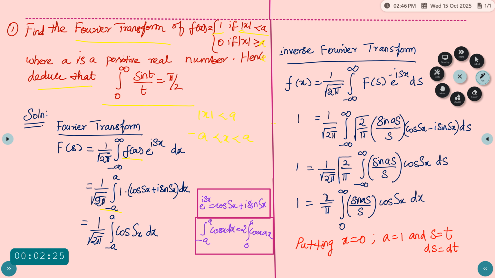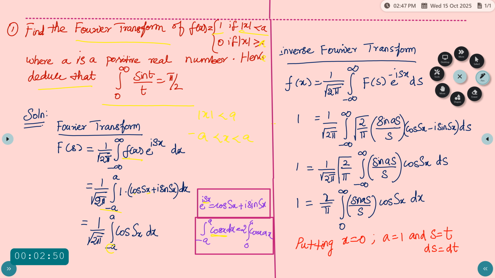And what is the formula for e power i theta? We already discussed it. In place of theta we substitute sx, that means cos sx plus i sin sx, into dx. What about the limit minus a to plus a? The limit is minus a to plus a, which means the function is even, so we can convert it to 2 into integral 0 to a cos sx dx.